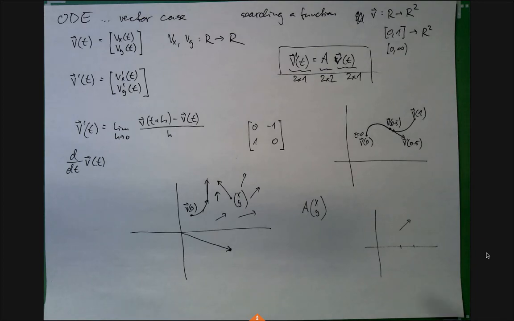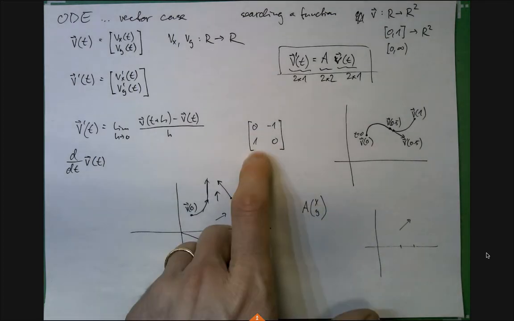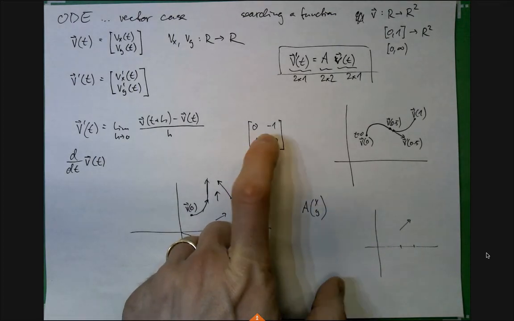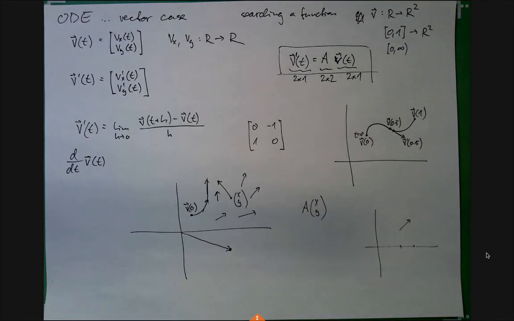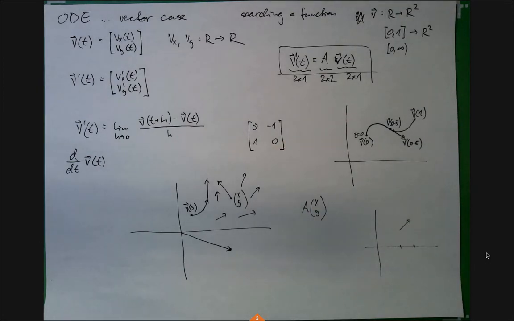Yeah, that's good. So let's take a look at an example, where A is this matrix. So I guess you can start by thinking, what does this matrix actually do, or what does the vector field defined by this matrix actually look like? What do you think?